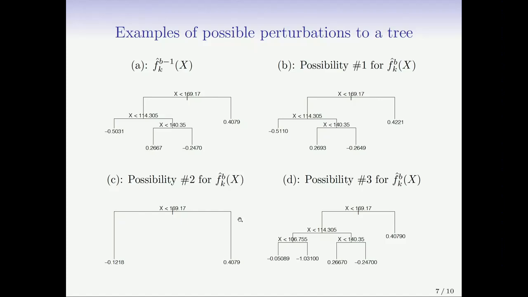Here's some examples. Suppose we're at a step where for the kth tree, we have at step b minus 1, this tree. One possibility for perturbation is to leave the structure of the tree the same, right? But the predictions in the terminal nodes are varied a little bit, like this 0.4079 is changed to 0.444221, etc. Another possibility is to remove a branch. Here it actually looks like we've trimmed off this branch, so we've removed these three terminal nodes, right? And then here's another possibility.